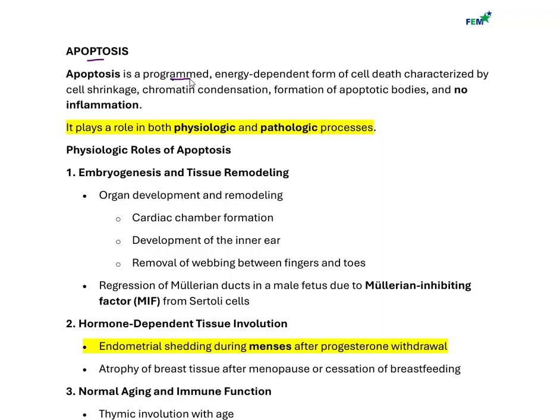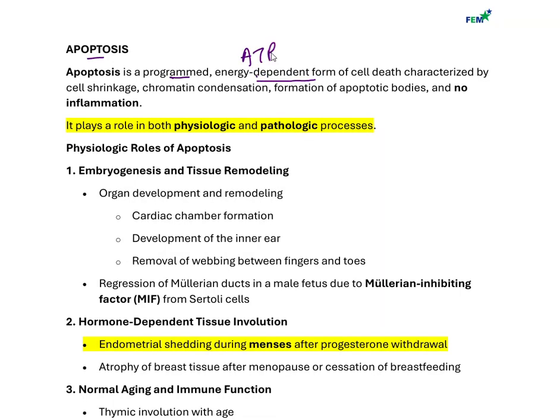It's a programmed, energy-dependent form of cell death. In other words, it's going to be using ATP. It is characterized by cell shrinkage, chromatin condensation, and formation of apoptotic bodies. And the most important thing is that no inflammation is involved. Remember, as opposed to what we saw with necrosis, whereby necrosis involves inflammation, with apoptosis there is no inflammation involved.